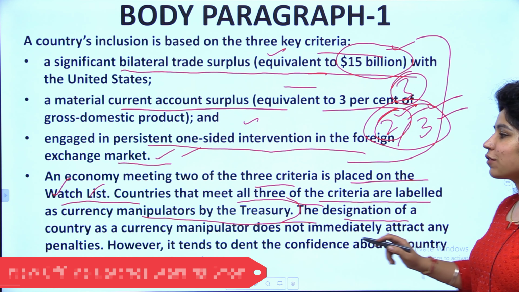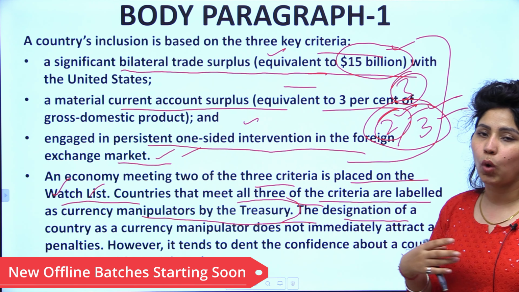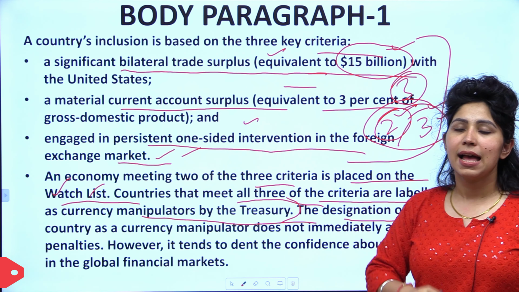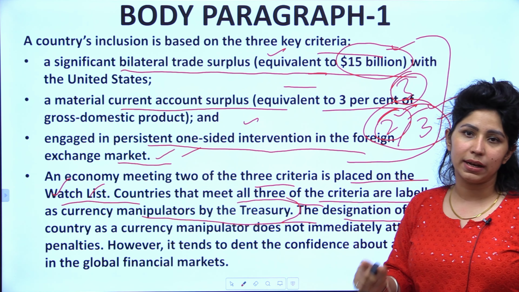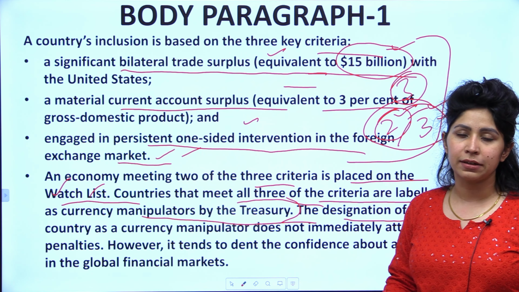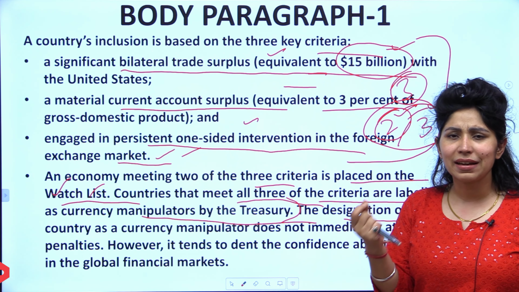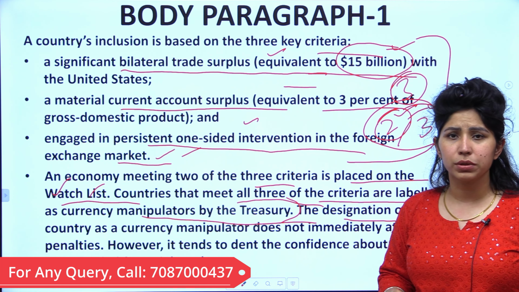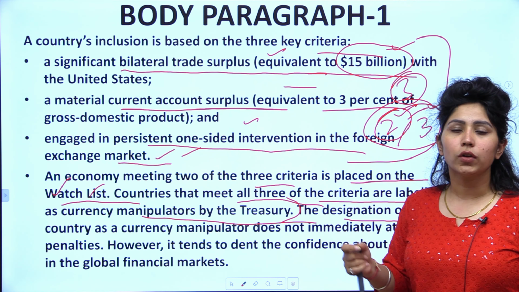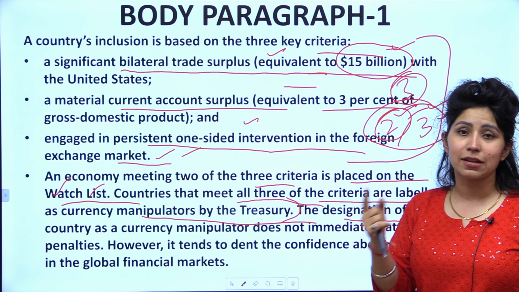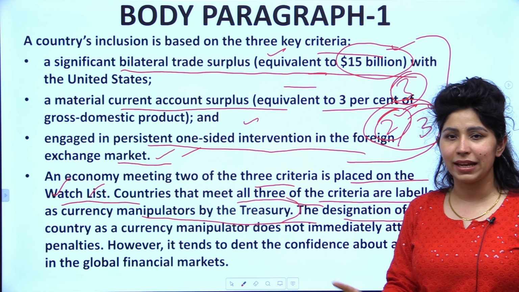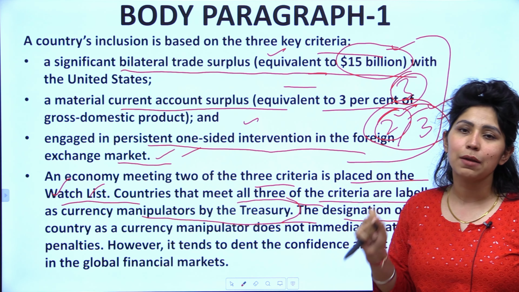Then, the designation of a country as a currency manipulator, what are the changes that it brings? As of now, at this stage there will be no penalties on that country, that is for sure. But the international image of that country goes down. So, not all countries would want to trade with it, and even if they are trading with such a country, they will feel that this country is having unfair trading practices.